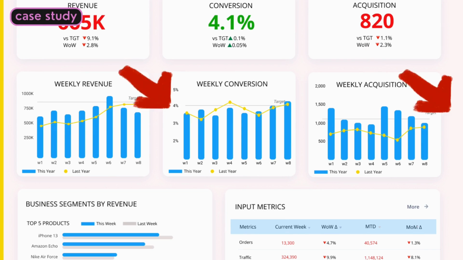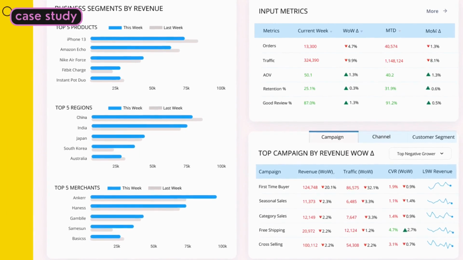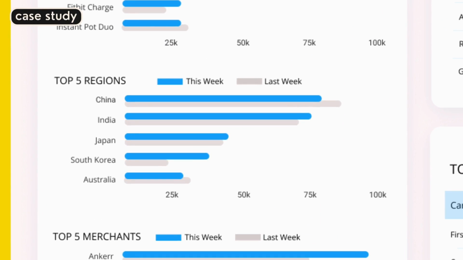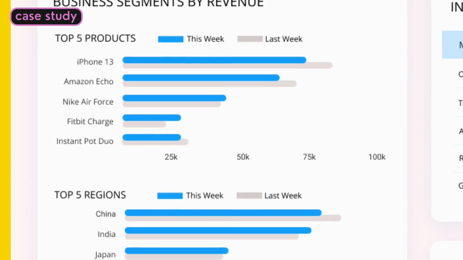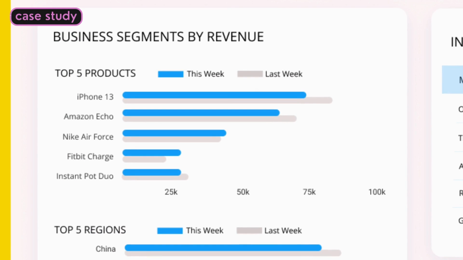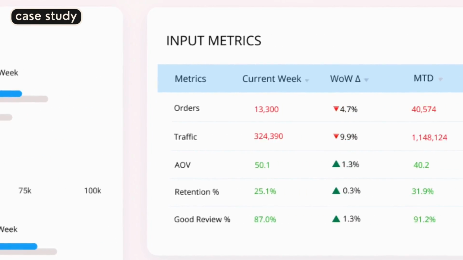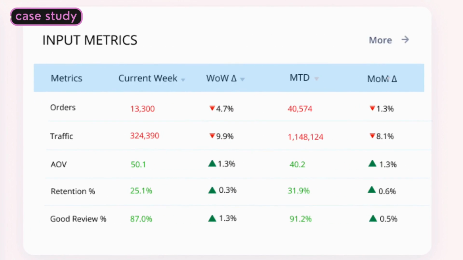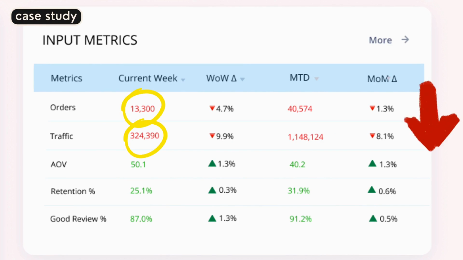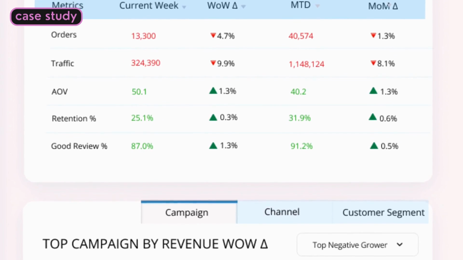To understand the source of this decline, Tom analyzed the business segments and discovered that all regions, except for China, had seen an increase in sales. Upon further segmentation by product, he observed that sales of the iPhone had dropped dramatically. Tom then turned to the input metrics table, filtering for the Chinese market and iPhone. He discovered that both weekly orders and traffic had significantly dropped compared to the previous month.